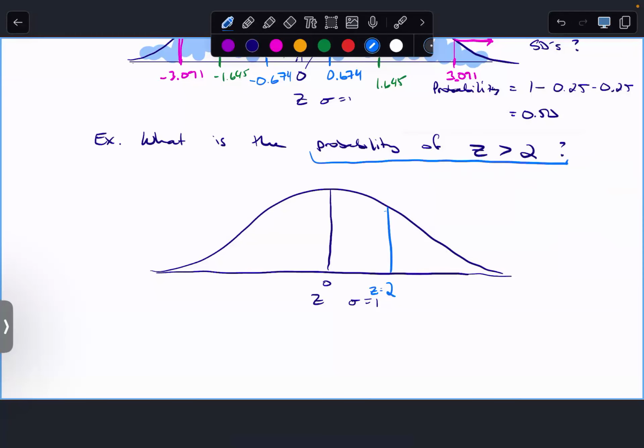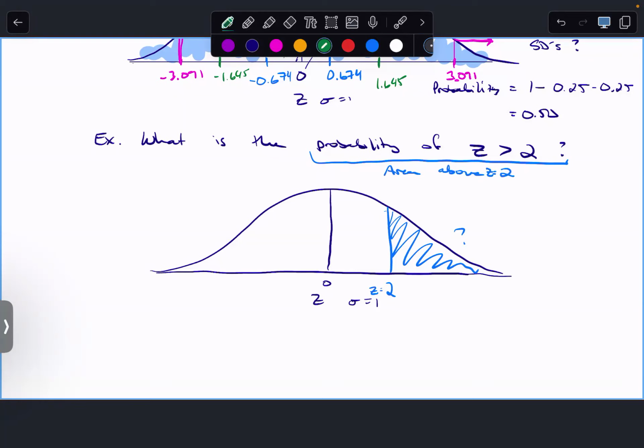If I'm asking for the probability of being greater than 2, the probability is the area under the curve, and 2 is my cutoff, right? So really what I want is to know what this area is, the area above 2, or Z equal to 2. We don't have 2, but we know from the table.